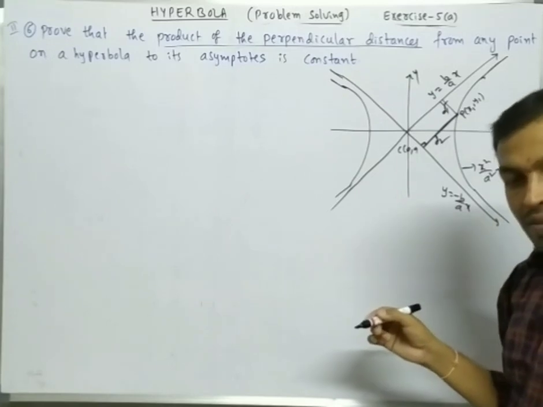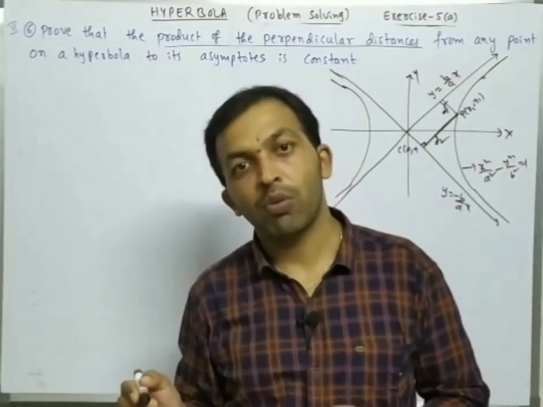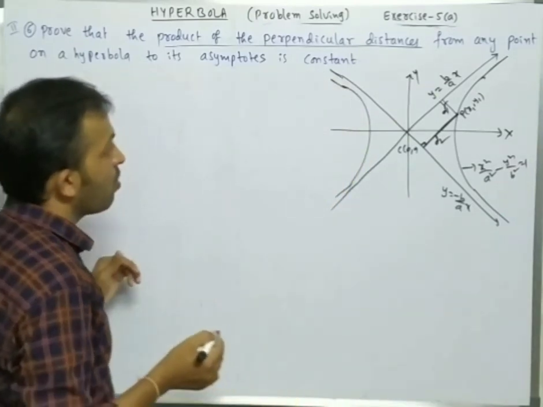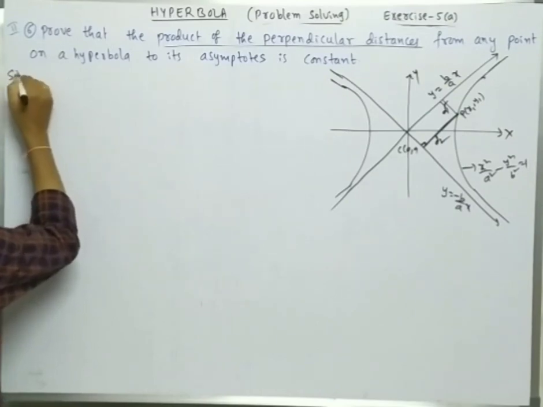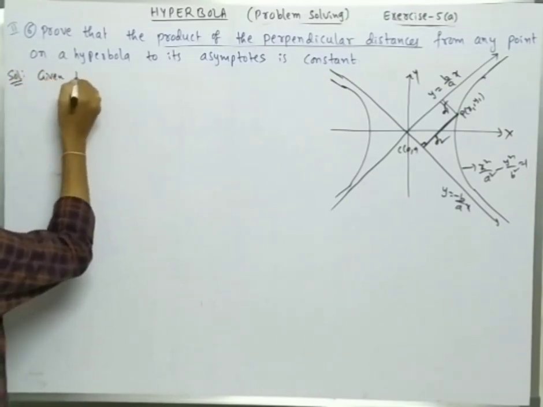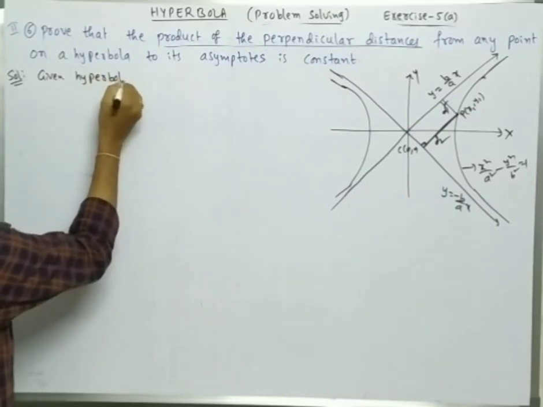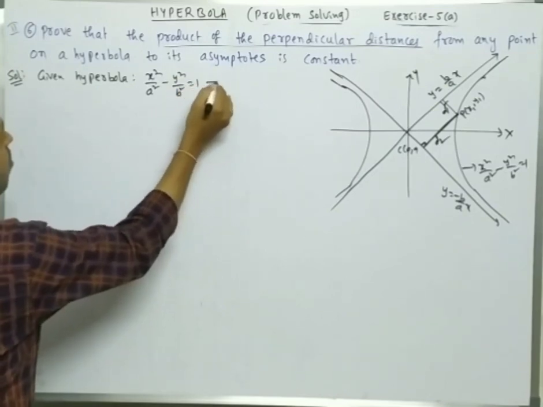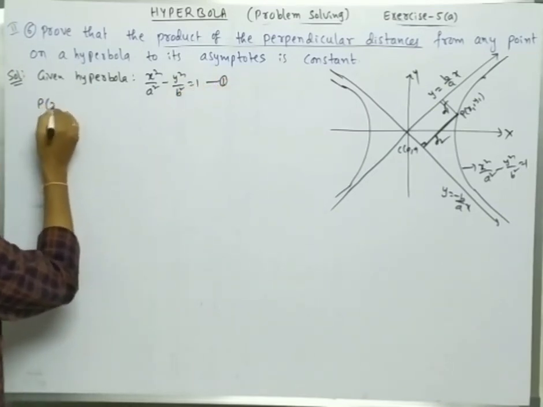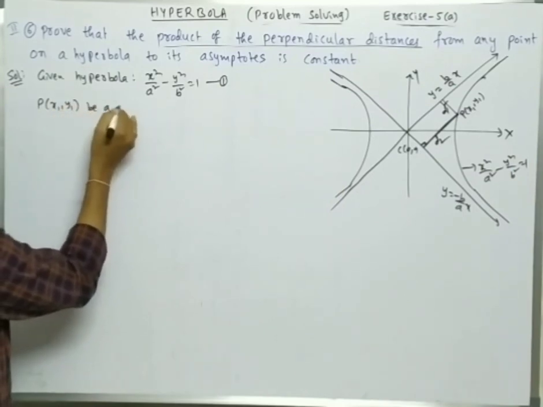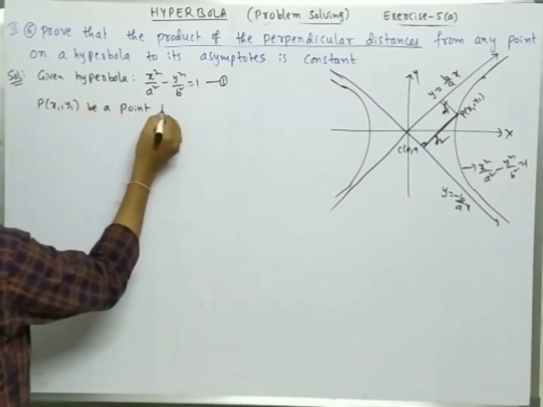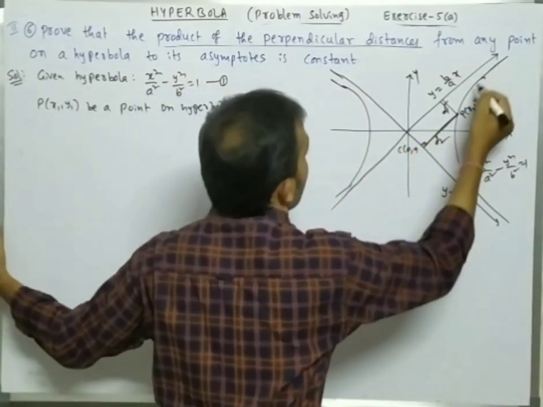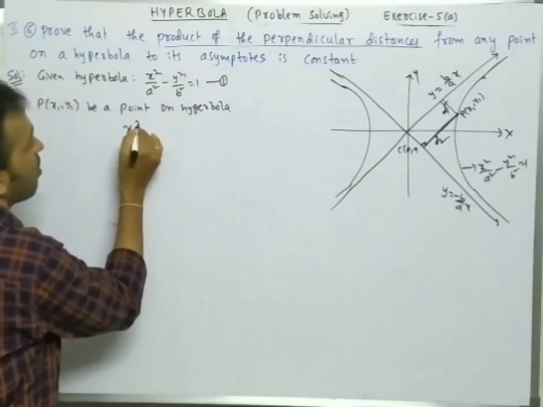We already have clear knowledge of asymptotes, which we learned in the previous video. First of all, what is the hyperbola? Let us take the hyperbola. The equation of the hyperbola is x square by a square minus y square by b square is equal to 1, equation number 1. P(x1, y1) is a point on this hyperbola, right? As P(x1, y1) lies on this hyperbola, it must satisfy the hyperbola equation.